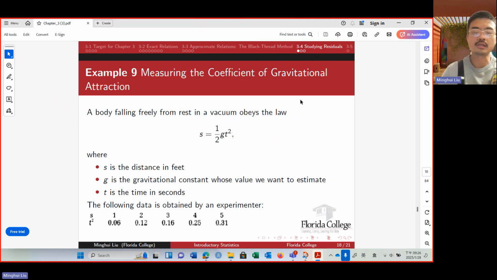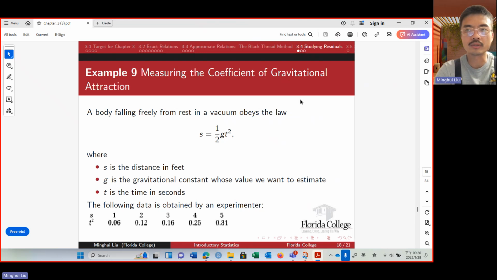For example, this is the data obtained by somebody, with s equals 1, so s is 1 foot, and the t squared value is 0.06. By the way, here we're using t squared because s is not a linear function of t. S is actually a quadratic function of t, and so we're going to use s versus t squared.